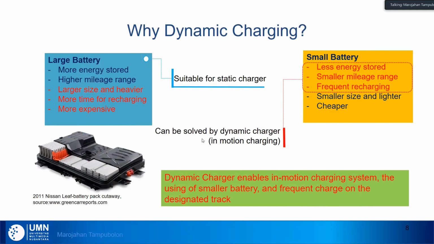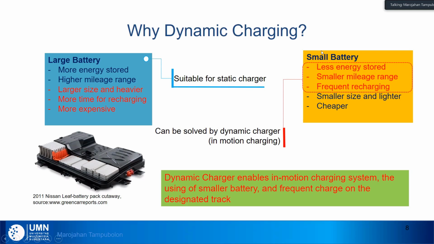We move on to the dynamic charging. Here I try to compare two types of battery according to their size. If we use a large one, it means we have more energy stored in the battery, and it will have higher mileage. But the downside is it will have a larger size, and of course it will be heavier, take more time for recharging, and also be more expensive. This type of battery will be suitable for static charging.